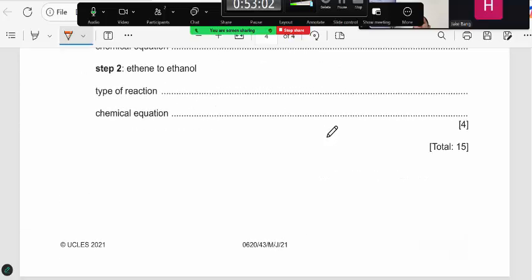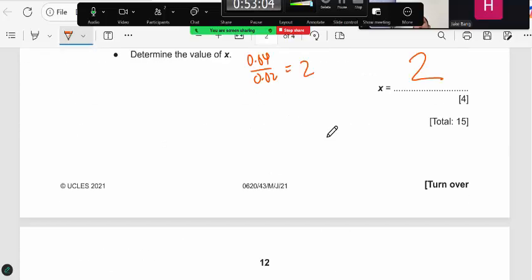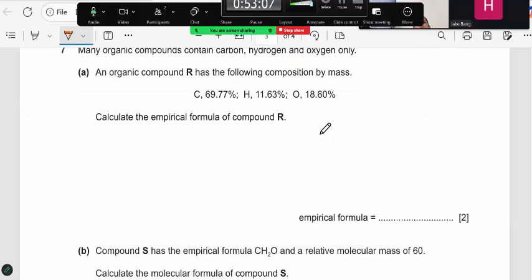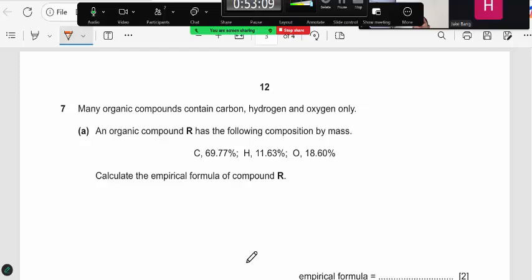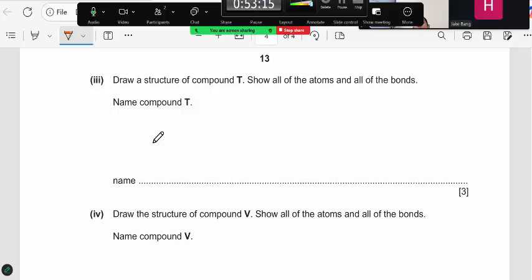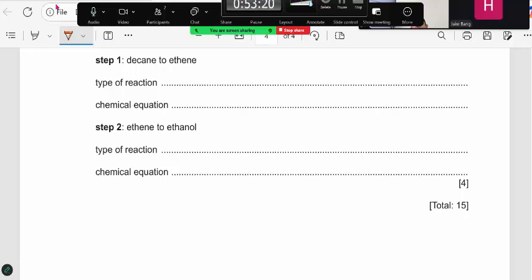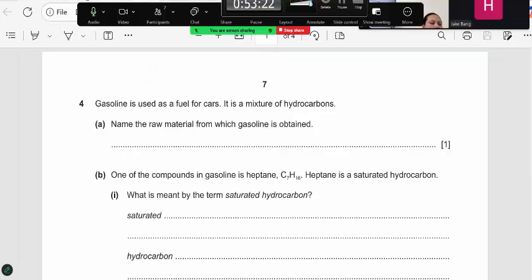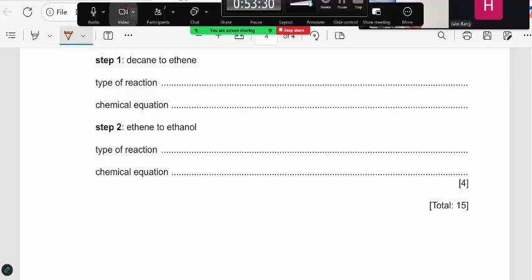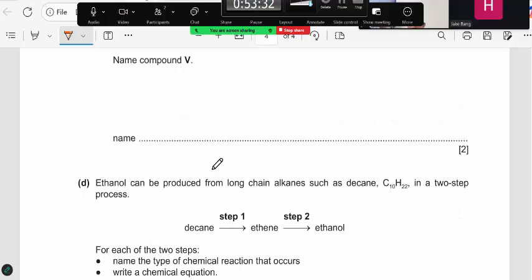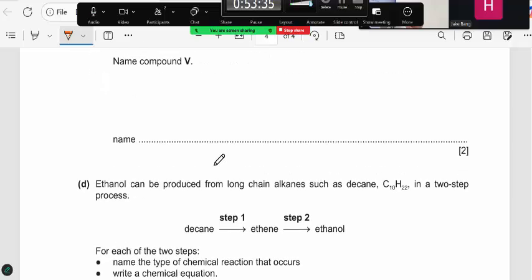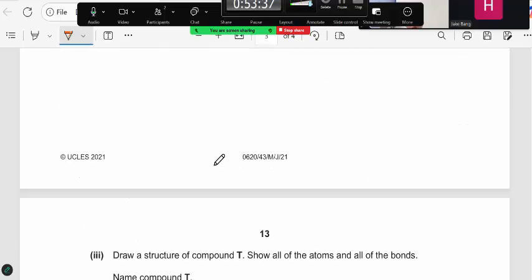Okay, this question is about organic chemistry. You can use the chart that I gave you last week to do this question. Okay, this one is empirical formula. I'm pretty sure you can do. This question is about functional group and ester. Okay, it's everything I taught you last week. Please do it now. Quickly, quickly. Empirical formula first, and then continue.